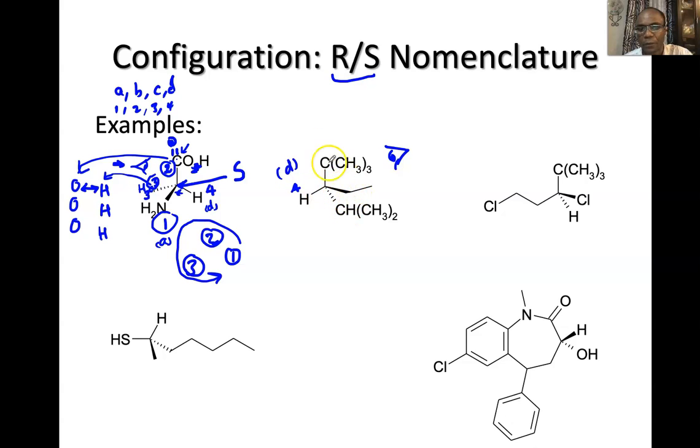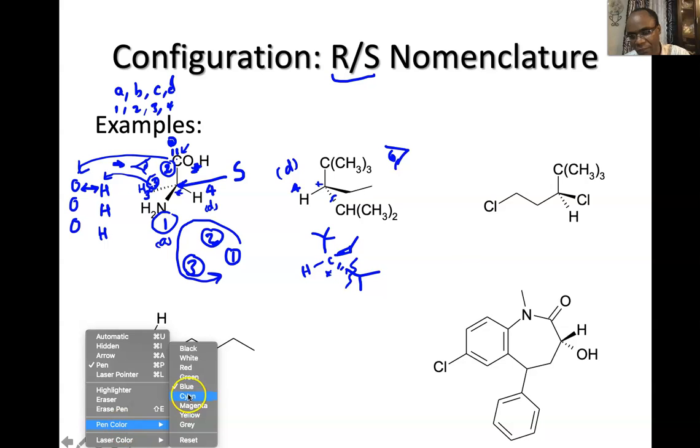Now, which is the carbon I'm looking at? I'm trying to assign chirality of this carbon because I see it's bonded to 4 different groups. The carbon is bonded to a hydrogen, it's bonded to an isopropyl, right, which is this part. It's also bonded to an ethyl, and the carbon is bonded to a tert-butyl group. So the carbon in the middle is chiral center. This is a chiral center, so it qualifies to be assigned R and S. So let's do that.